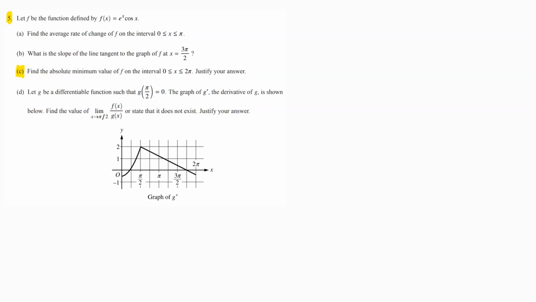Alright, looking at C right now, C wants us to find the absolute minimum value of f on this given interval right here. Whenever you need to find the absolute max or absolute min of a problem, it is the same set of steps every single time. You should just have this process ingrained into you by this point. You start off with whatever function you're given. So this would be e to the x times the cosine of x.